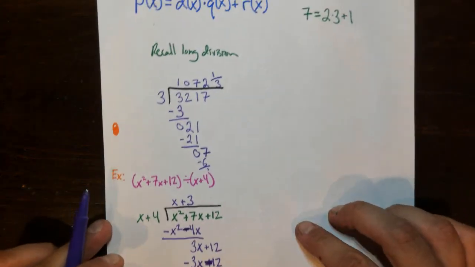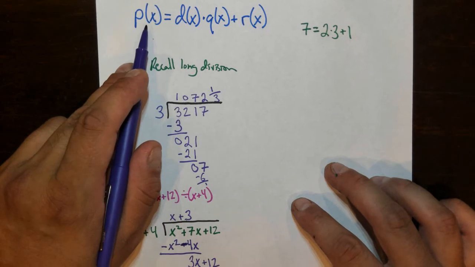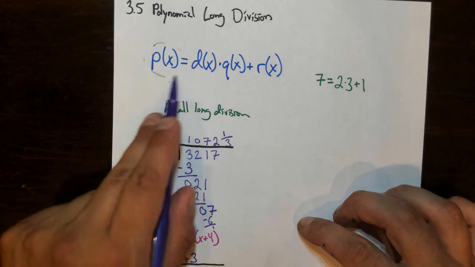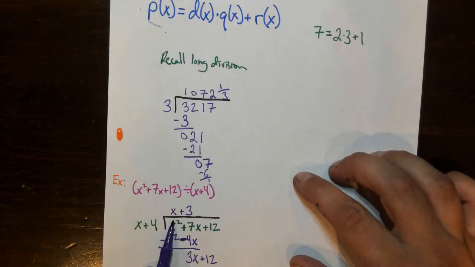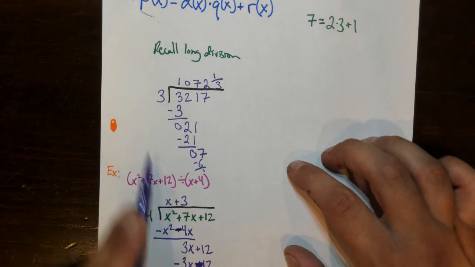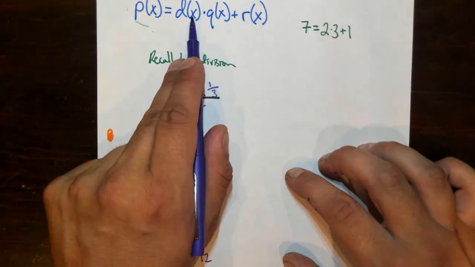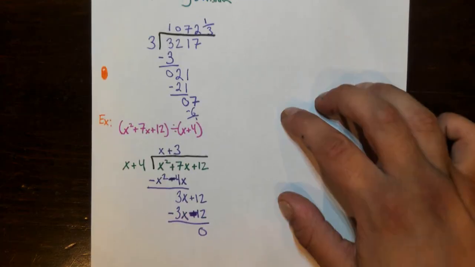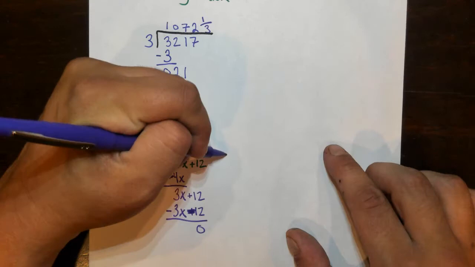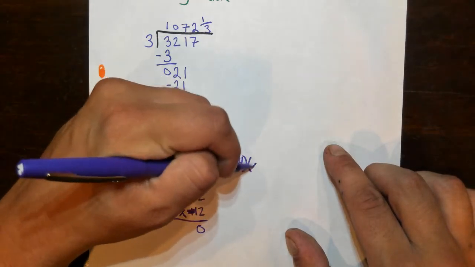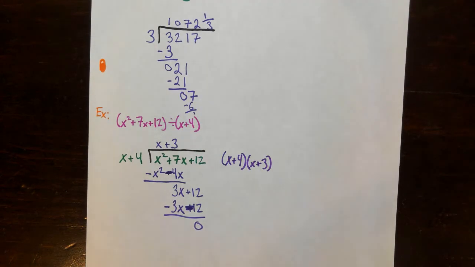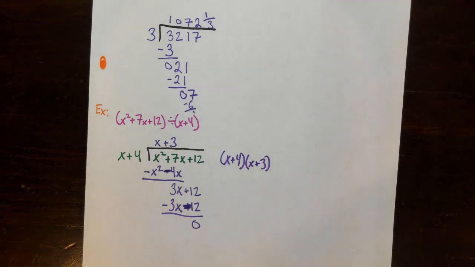Now I did want it in this form. I'm not really concerned that you put this big one down here, but I am concerned with this right-hand portion. So some function times some other function plus the remainder. So we're going to put these two here. It's going to be x plus 4 times x plus 3, and then plus a remainder, which is 0, so we don't need to write it. So this is our answer. Let's take a look at a few more examples.